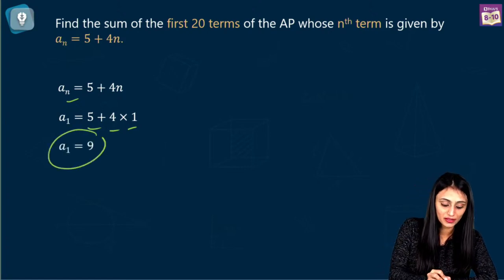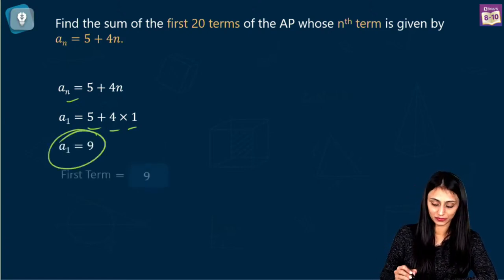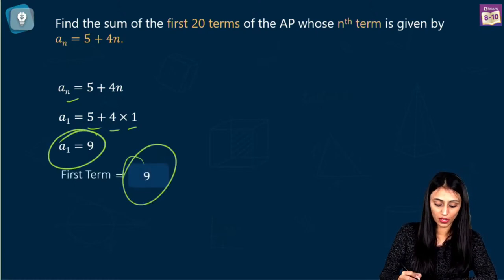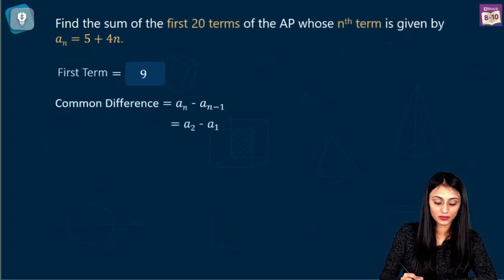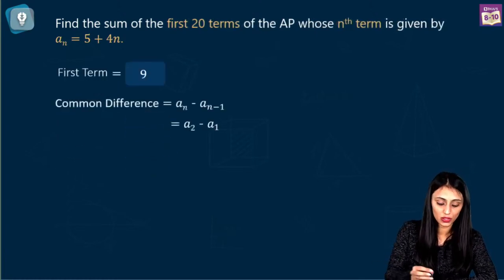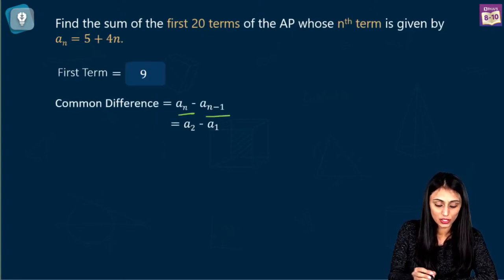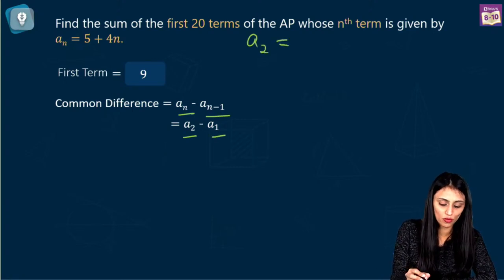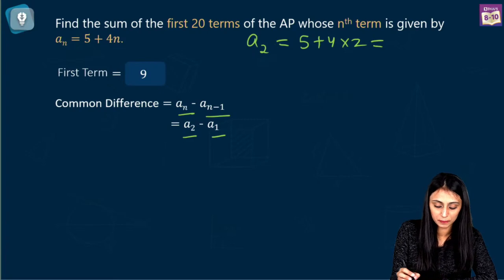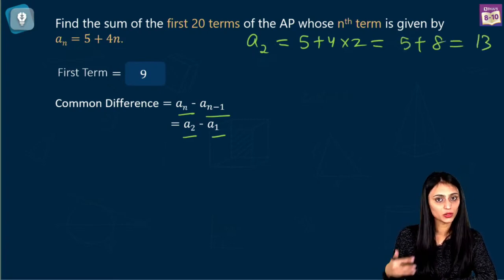Okay, so from here we get the first term, that's 9. Now, similarly, to get the common difference, we know that it's basically an minus an minus 1, right? So that could be a2 minus a1. Similarly, you can find out the second term. Put 2 over here. You get 5 plus 4 times 2. And what will you get? That's 5 plus 8. That's going to be 13. You get the second term.